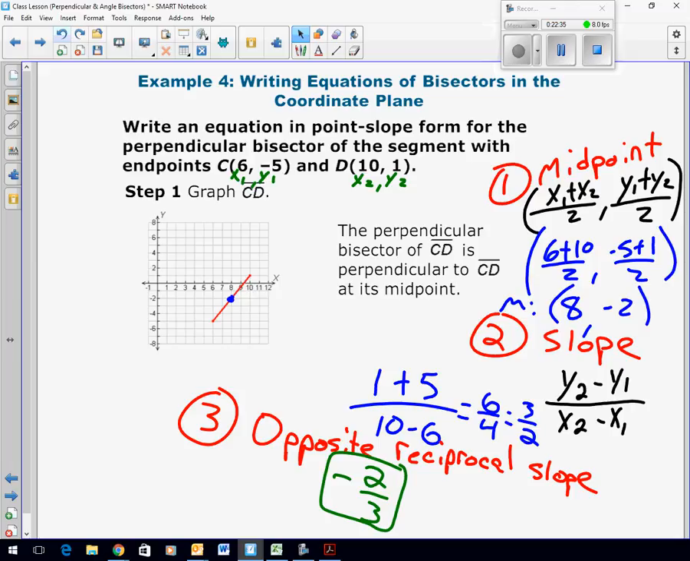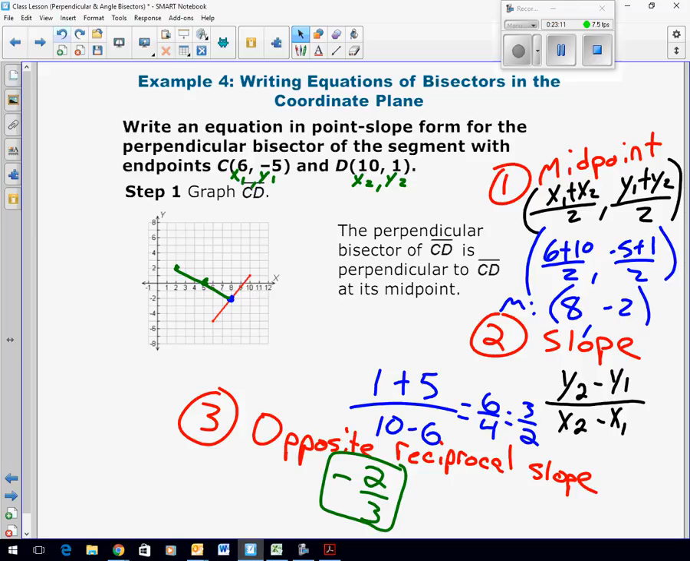You've got your midpoint, and you've got your opposite reciprocal slope. This was rise over run, correct? So check it out. If I do a rise of 2, I do a run of 3. 1, 2, 3. Right there. And that line right there would be my perpendicular bisector. Are you with me?